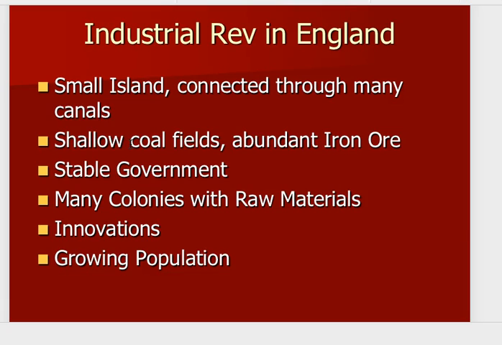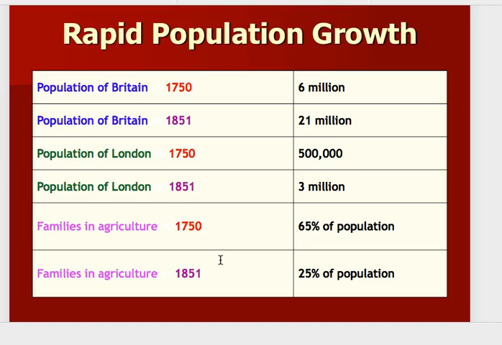They also have a stable government, a government that does not have revolution like we saw in France, the United States, as we studied in Haiti. Because they are not revolting, because they are stable within their political structure, this allows for their economy to grow. They also had many colonies, the U.S. being one of those previously, but throughout the world, that allowed for multiple opportunities for raw materials to come back to England. They had many innovations and a growing population.